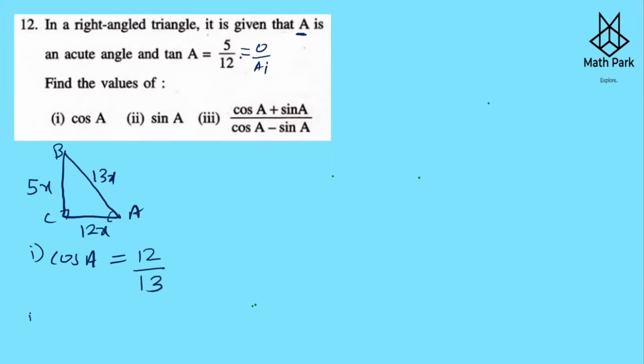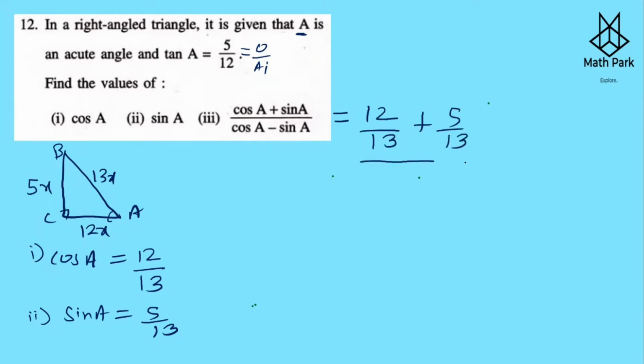Then we have sine A. Sine A is equal to opposite by hypotenuse, which is 5 upon 13. Then we have cos A plus sine A upon cos A minus sine A. So cos A value we already calculated is 12 upon 13 and sine A is 5 upon 13, upon cos A again 12 upon 13 minus sine A, which is 5 by 13.